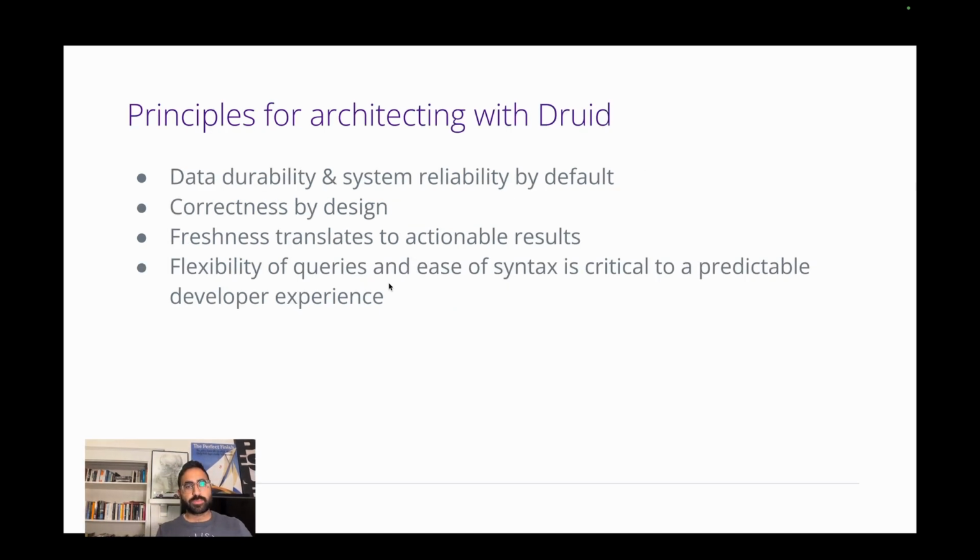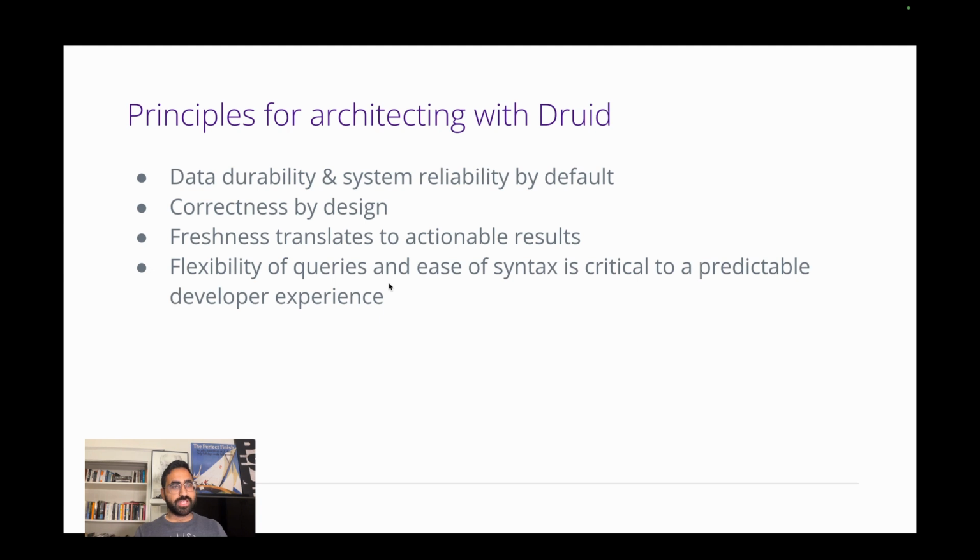I want to talk a little bit about some of the principles we used when architecting Orb with Druid. Now, the first thing, of course, as any user of Druid knows, is that Druid archives its data to deep storage using something like S3, and it replicates data by default across multiple machines. So that element of durability and reliability was extremely important.